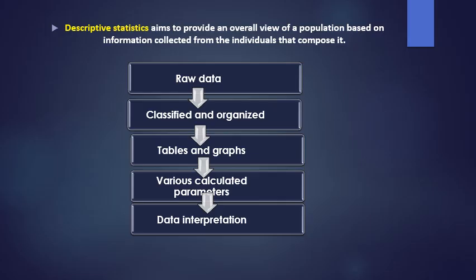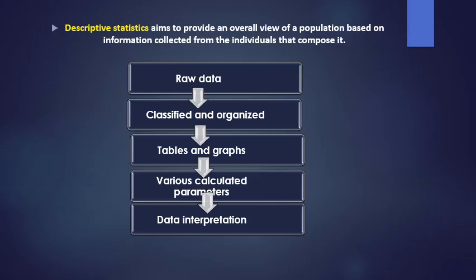Descriptive statistics provides a global view of a population based on collected data. This process begins with the raw data, which represents the initial observations collected from a population or sample. Next, the data is classified and organized to make it easier to analyze. It is then presented using tables and graphs to highlight patterns, trends, and relationships.